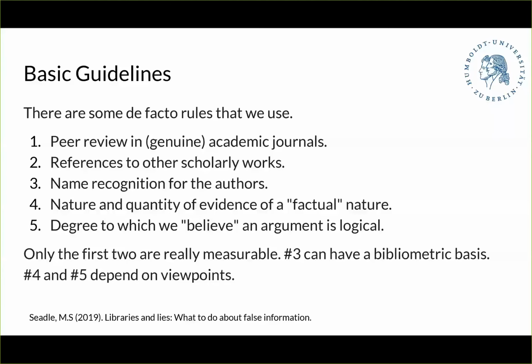Number three, name recognition. They can have a bibliometric basis. You all know what bibliometrics are. Name recognition is not a guarantee of something being true. We'll see that with Retraction Watch, but it does help a good bit in knowing what the person is likely to say. And four and five are a bit fuzzier, they're a bit philosophical, they depend to a degree on viewpoints, and yet these viewpoints are very important. Any of you who have studied the natural sciences know that one of the important things in natural sciences is being able to use facts to build on them to produce something else.